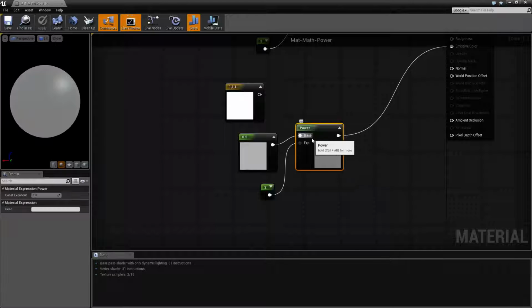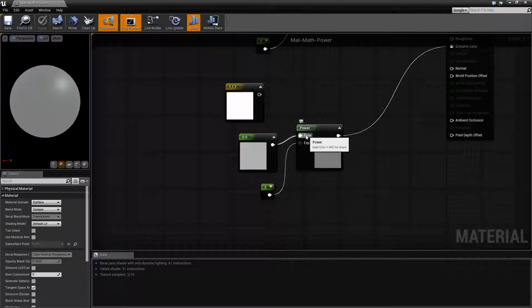So we have our power node here. You're going to find it has two inputs and one output. The point of the power node is it's the exponential power of the value that you put into it. It's a standard math function. Basically, we're going to raise our base value by the exp or the exponent.